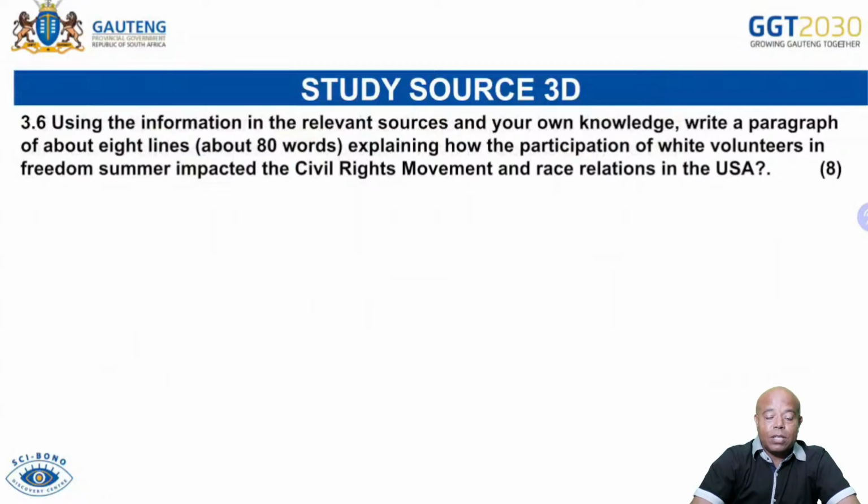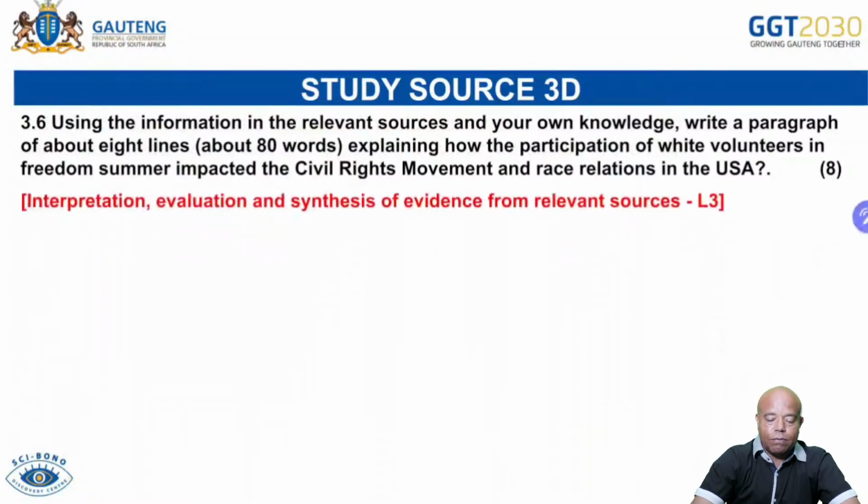3.6, using the information in the relevant sources and your own knowledge, write a paragraph of about 8 lines, about 80 words, explaining how the participation of white volunteers in Freedom Summer impacted the civil rights movement and race relations in the USA. 8 marks. Now let's go to the first question.